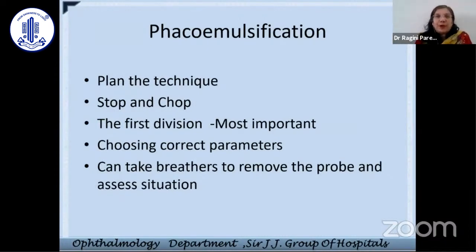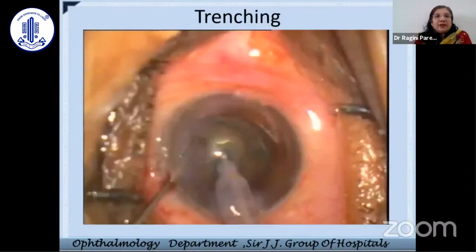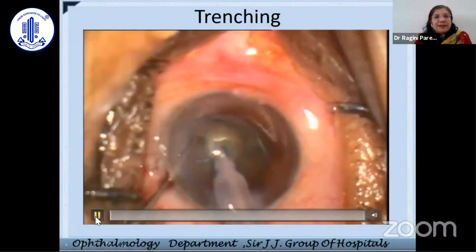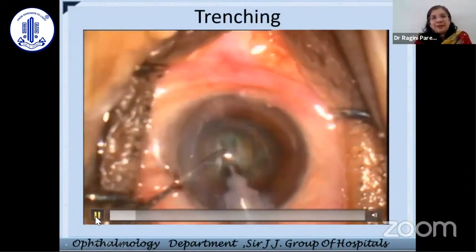Stop and chop is the most commonly used. The first division is extremely important. Choosing correct parameters in case of soft nuclei, hard nuclei, different nuclei need different parameters is extremely important so that you don't mechanically push the nucleus and you are actually using the ultrasonic energy. And in case there is a problem, there's no crime to come out, assess the situation, put visco, and then go back in again.